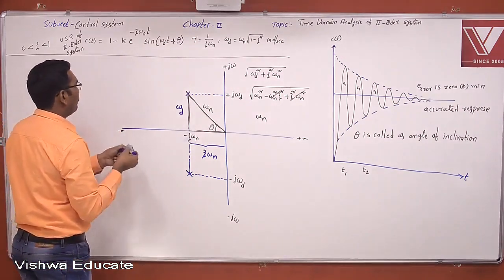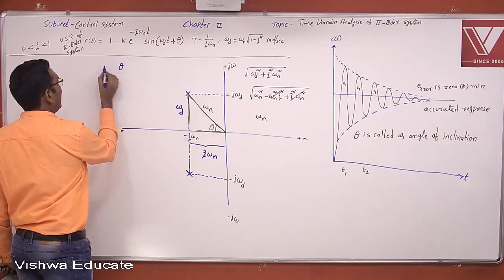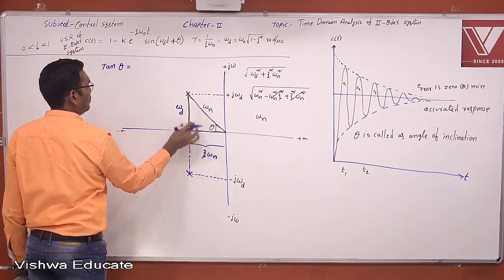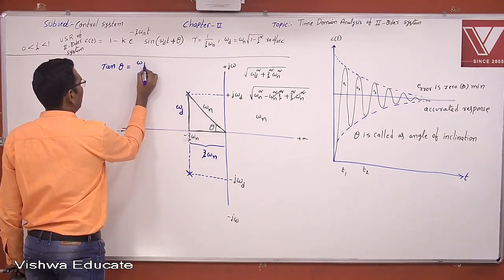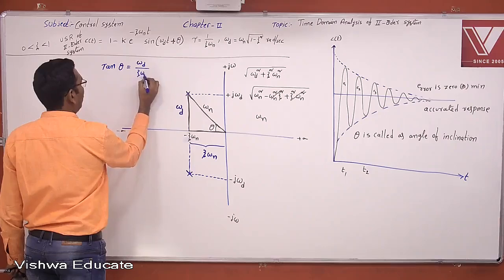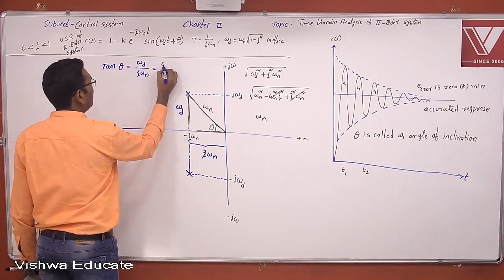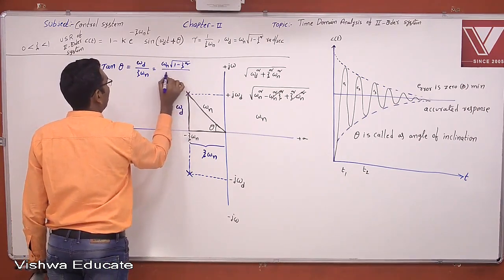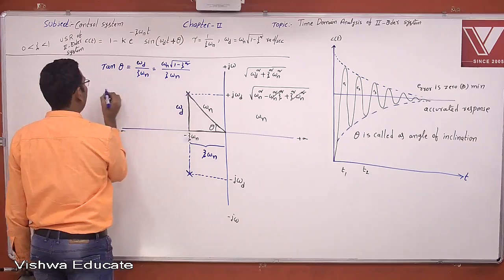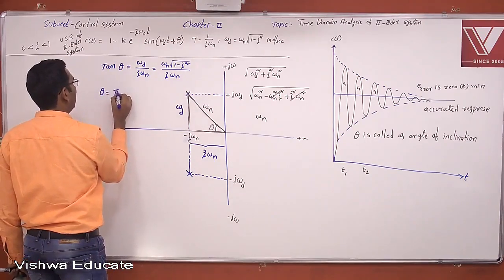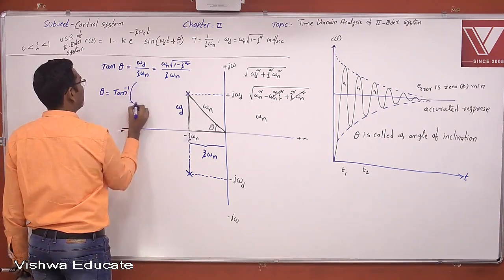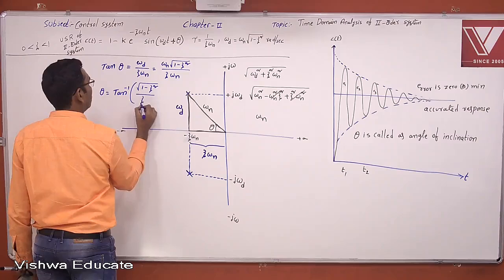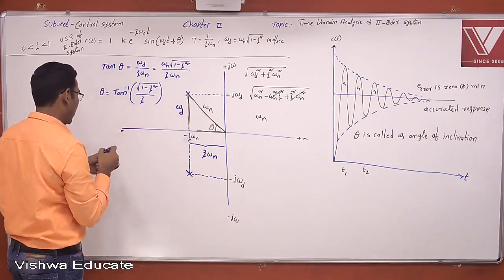Now I want the angle of inclination theta. Now I want the tan of the angle of inclination. Tan of the angle of inclination is the side by adjacent, omega d by zeta omega n, which is equal to, what is omega d? Omega n into square root of 1 minus zeta square by zeta omega n. Omega n and omega n cancel. So the angle of inclination theta is nothing but tan inverse of square root of 1 minus zeta square by zeta. This is the angle of inclination theta.